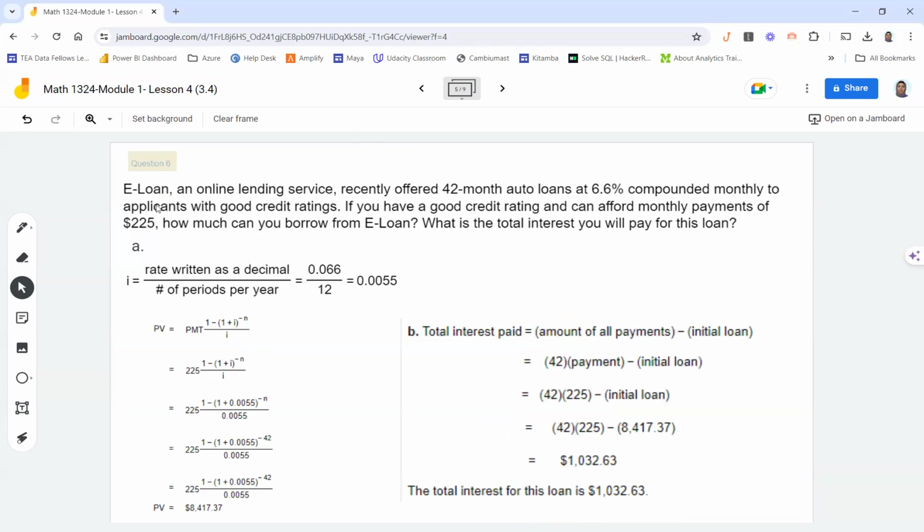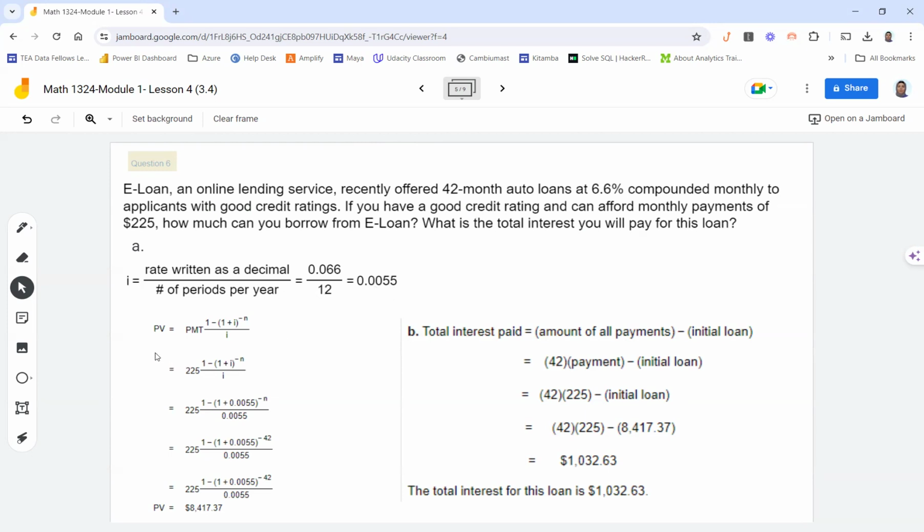Question 6. eLoan, an online lending service, recently offered 42-month auto loans at 6.6% compounded monthly to applicants with good credit ratings. If you have a good credit rating and you can afford monthly payments of $225, how much can you borrow from this company? What is the total interest you will pay for this loan? The interest rate is 6.6%. This is how you express it as a decimal. Because it is compounded monthly, we're going to divide this by 12. So this is our I value.